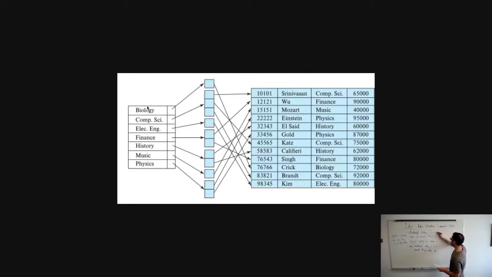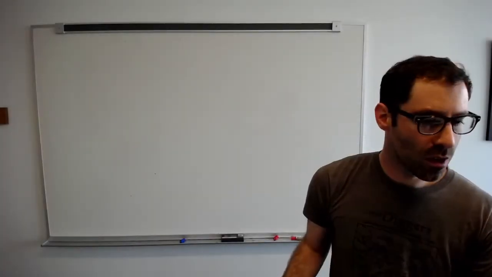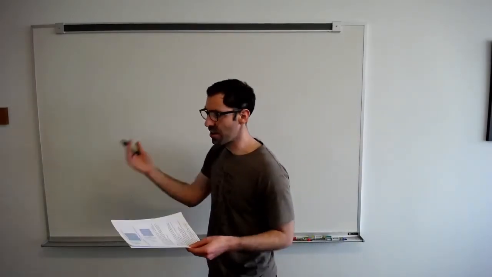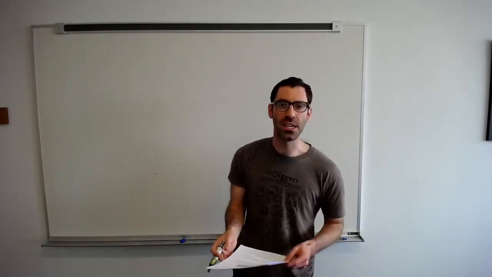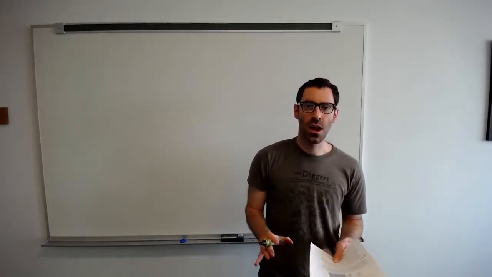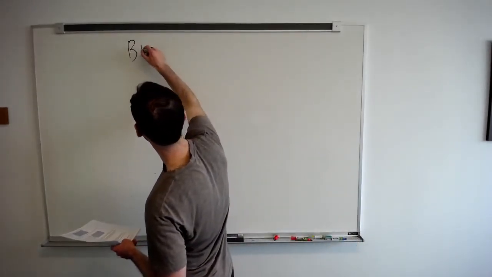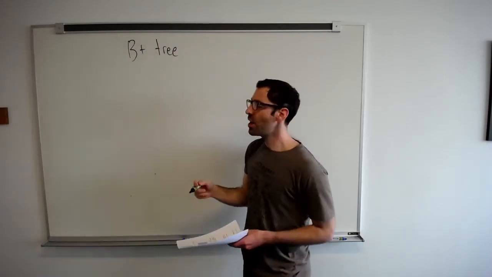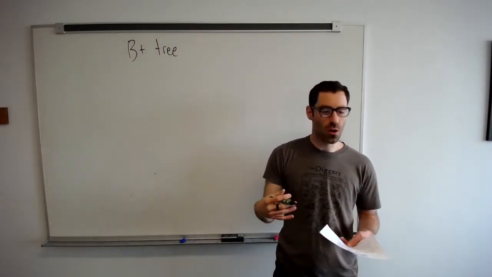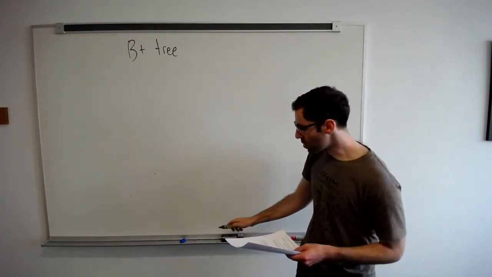The B plus tree builds on ideas of search trees that you will have seen in a data structures class, and it's a very common index data structure in database systems. Virtually every database system is going to use B plus trees. The B plus tree is a variation of something called a B-tree. That's the original data structure that it's based on.